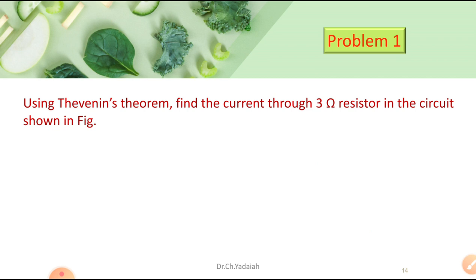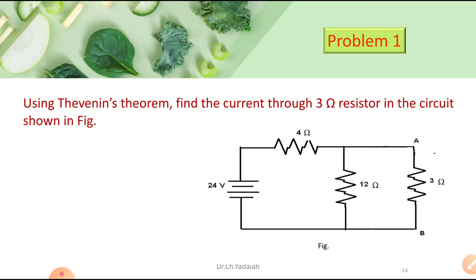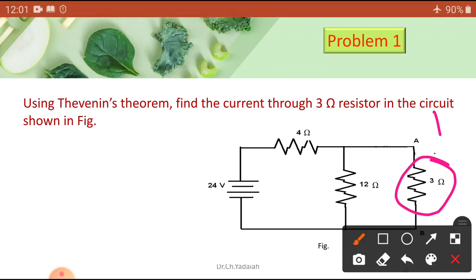Now let us do one problem. So what is the problem here? We can do it using Thevenin's theorem. Find the current through the 3 ohm resistor in the given circuit. Here the circuit is given. I want to know the current through the 3 ohm resistor. Where is the 3 ohm resistor? This is it, and I want to know what the current is here.